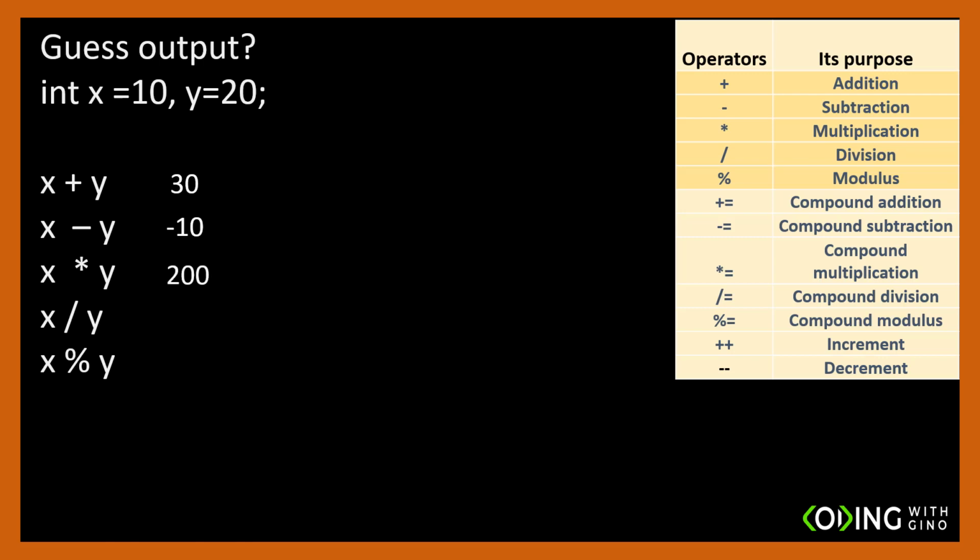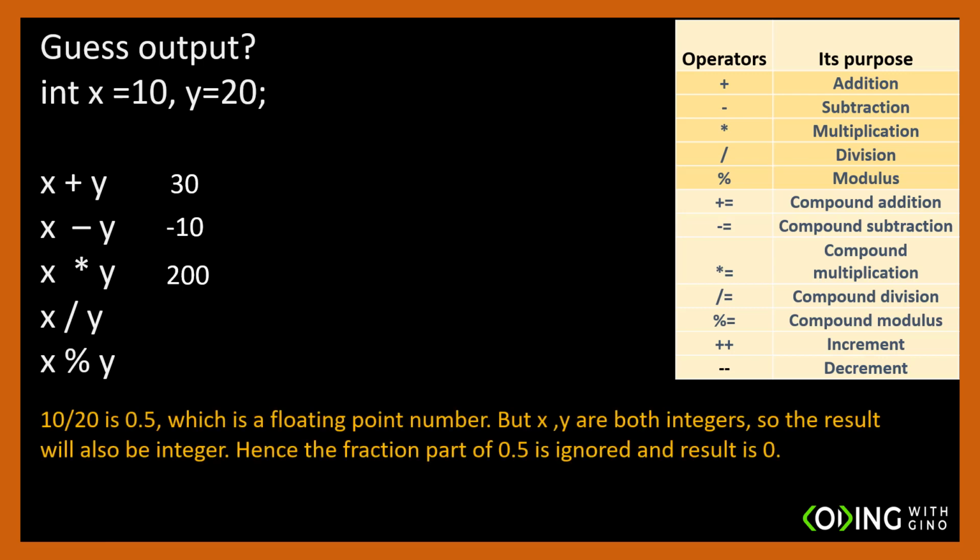Next, x divided by y. The division operator gives the quotient, obviously. Can you guess the answer here? But before that, let's look at a rule. 10 by 20 is 0.5, which is a floating point number. But x, y are both integers, so the result will be stored as an integer. Hence, the fractional part of 0.5 is ignored. Hence, the answer is 0.